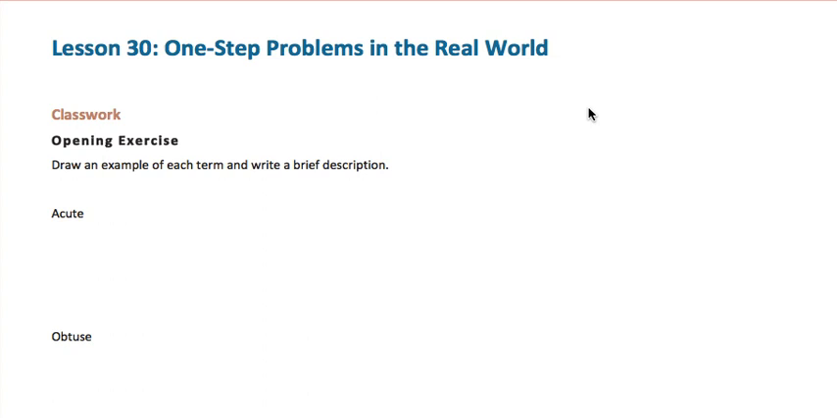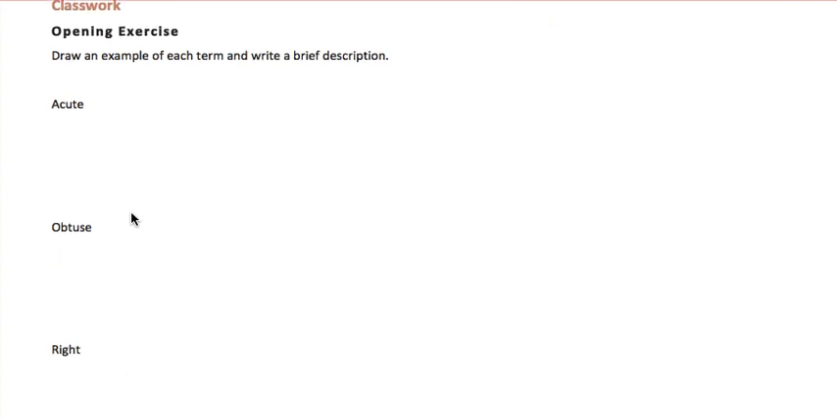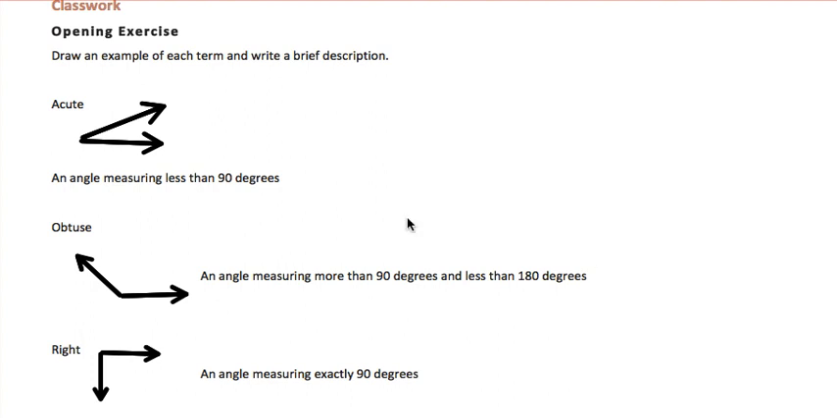In Module 4, Lesson 30, we're going to look at one-step problems in the real world. So we're going to start off by drawing an example and a brief description of each word, and these, of course, are angle terms. So we can see the three angles.